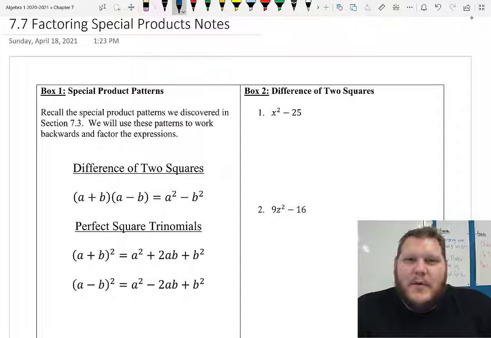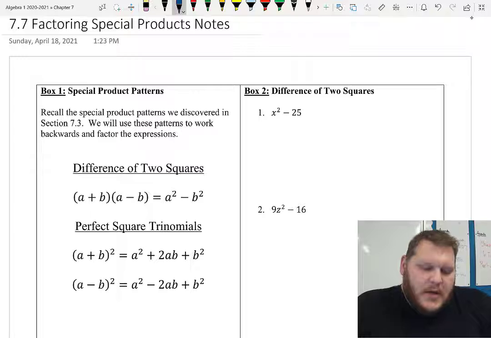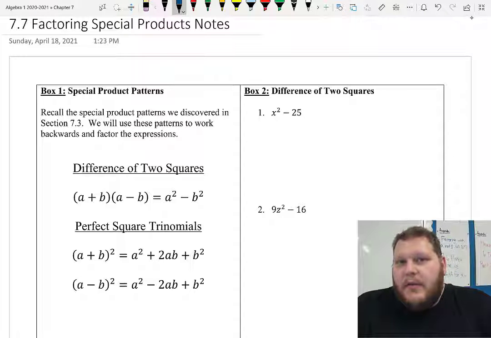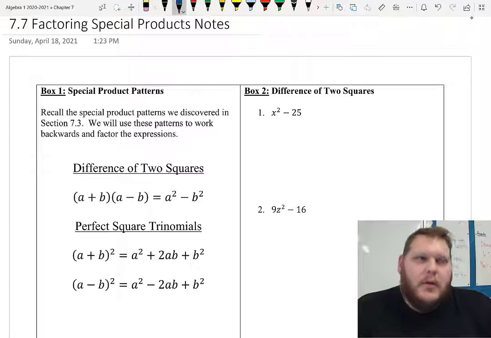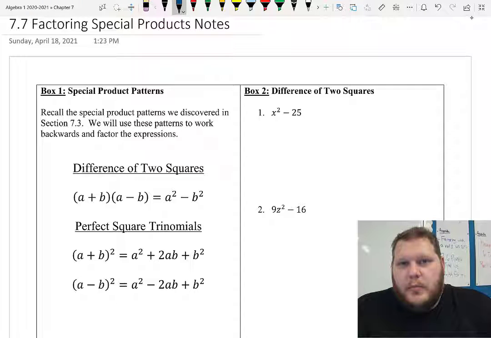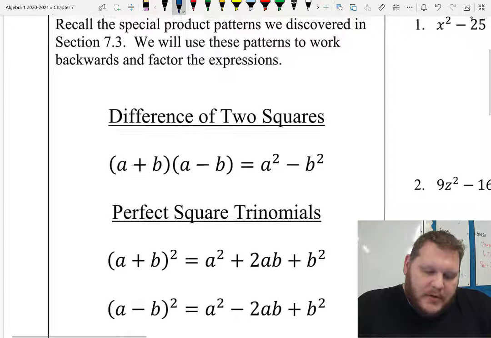Hey guys, today we're looking at 7.7's notes, which is all about factoring with our special products. If you remember back in 7.3, we looked at some special shortcuts for how we could multiply two binomials together, two parentheses together, without having to FOIL or box multiply or any of those other methods that we did. And if you remember, these were those shortcuts.